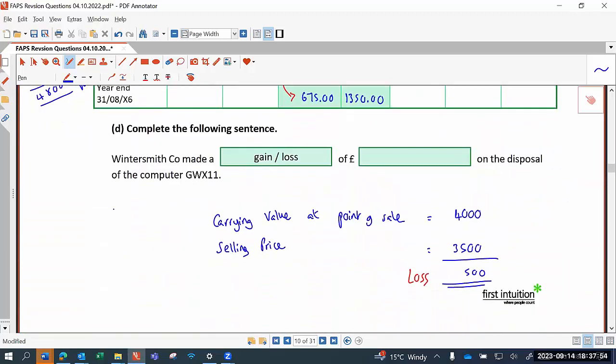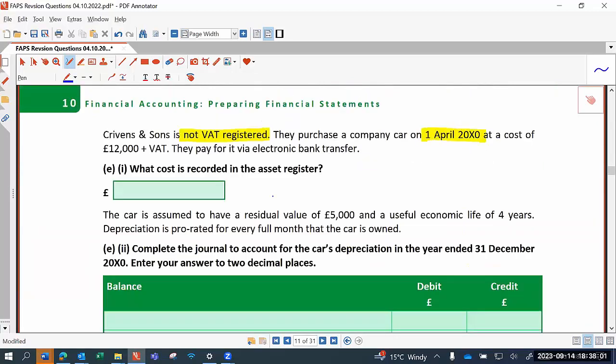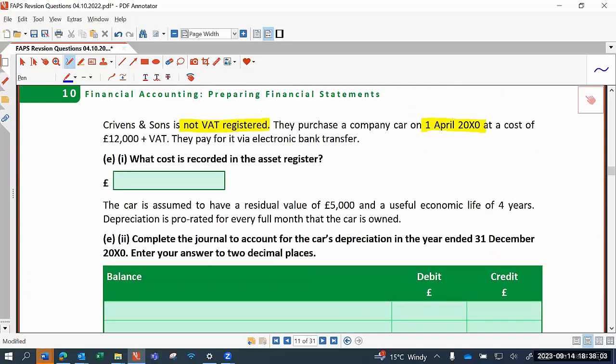So we can fill this in then. Didn't bother with that part, did I, before? But loss of 500. Then I just got on to telling you Crivens and Sons is not VAT registered. So this is a completely different company. They purchased this company car on the 1st of April XD0, costing £12,000 plus VAT. And they pay for it with an electronic bank transfer. What cost is recorded in the asset register?